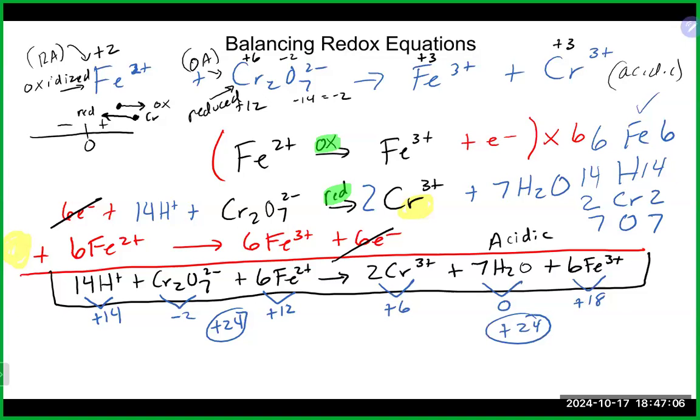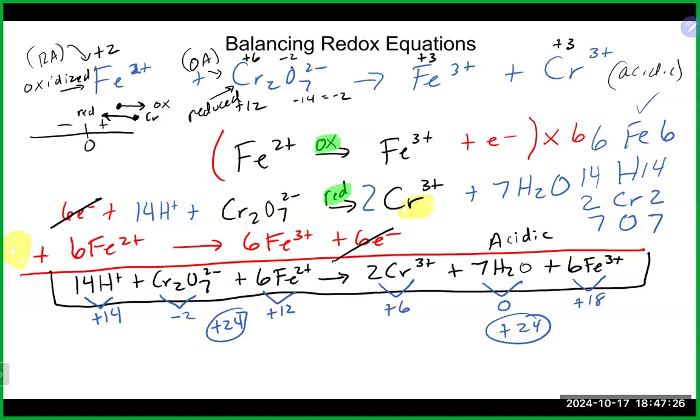It is balanced both with charge on each side and also with elements on each side, like a normal equation. Any questions on that there? So this would be acidic conditions. Any questions on those steps? Now, how do we do basic conditions?